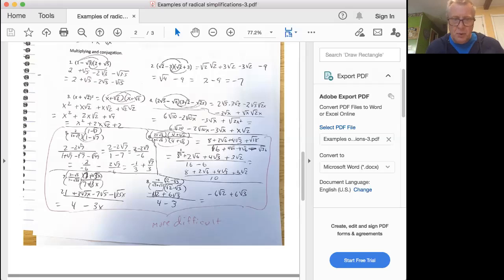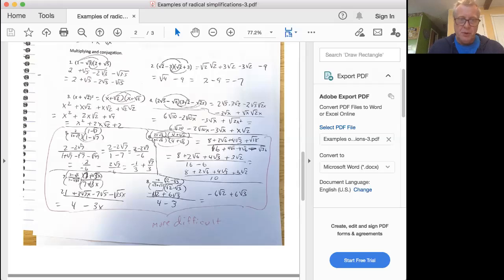And you can see we do the same thing with 6, 7, and 8. Let's drop down to 7, because 7 has a variable in it. So we start out with 3 minus square root of 5 over 7 minus square root of 3x. Since it's minus, the conjugate would be plus. So we'd have 7 plus square root of 3x that we're going to multiply top and bottom by.